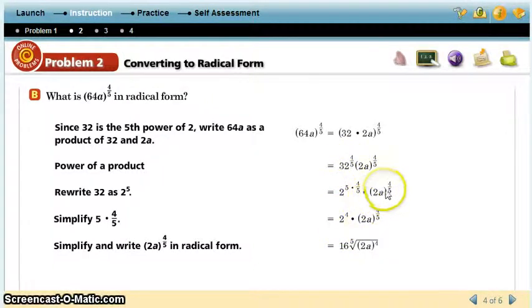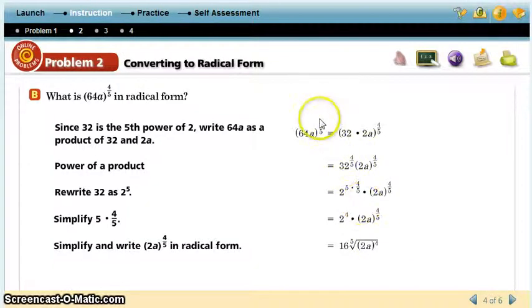Notice they haven't done anything to the 2a raised to the 4/5 just yet. Now 2 to the 4th power gives you 16, so that's where my coefficient up front here is 16. And then they rewrote 2a to the 4/5 in radical form. Okay, 5 is our index on our radical sign, so we put 5 here. 2a is our entire radicand, so it remains in the parenthesis. And the 4th is our exponent, the 4th power.